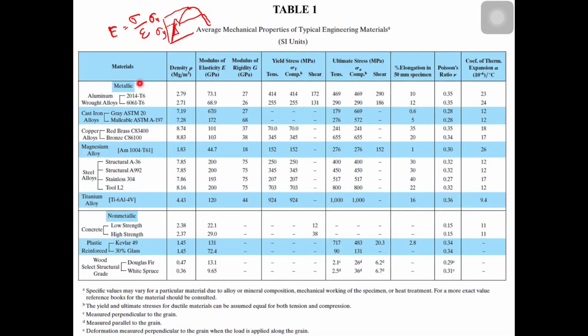So we have various materials here. In an examination, if they just mention the type of material, you need to look at this table so you can refer to the value here in your calculation.